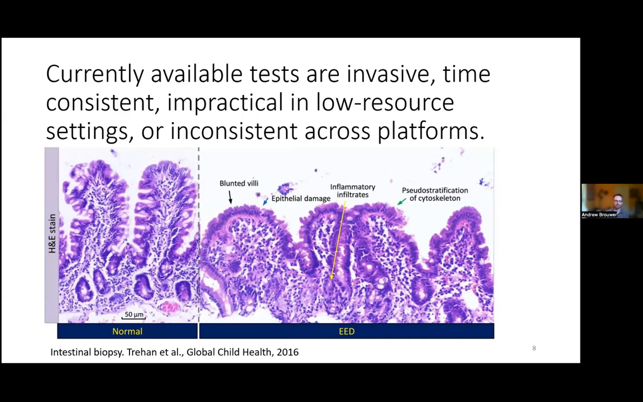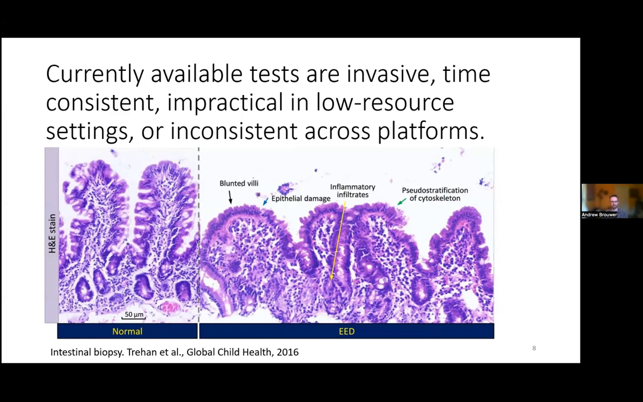But testing for these diseases is actually pretty challenging. The gold standard is an intestinal biopsy. As you can imagine, doing intestinal biopsies is impractical, particularly in low resource settings, and it's not clear that it's even ethical to do. Are the harms outweighing the benefits?